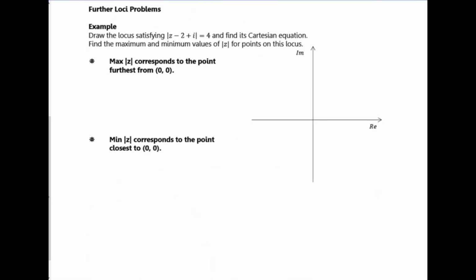We're now going to move on to solving some harder loci problems, which again, they do like to ask things like this in the exam. So first off, we're being asked to draw this locus satisfying this. We recognise this as a circle because it's got a modulus on one side and a number on the other side. It does need rewriting as z minus a complex number like this. So we know this is a circle centred on 2 minus i.